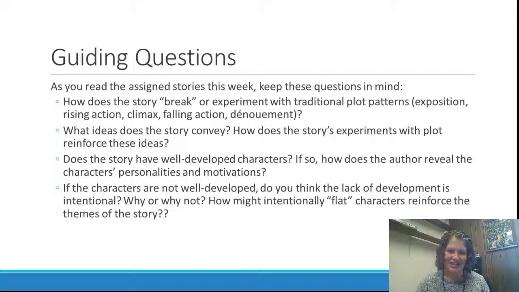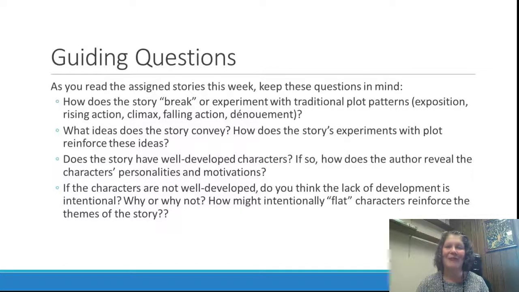I want you to pay attention to whether the story has well-developed characters. And if it does have well-developed characters, just as with any story we've read, I want you to pay attention to how the author is revealing the character's personality and motivations. Even though these might be non-traditional stories, the author might use traditional techniques to help us to understand and identify with characters.